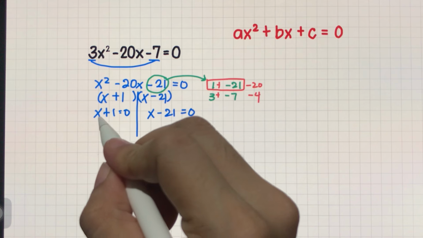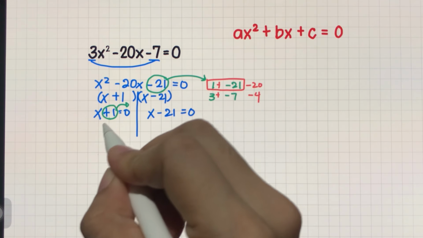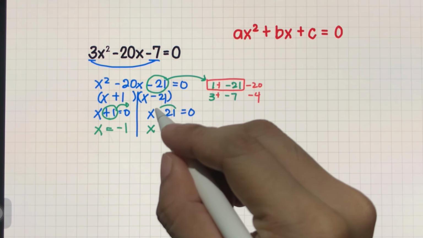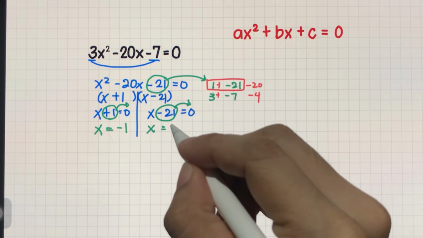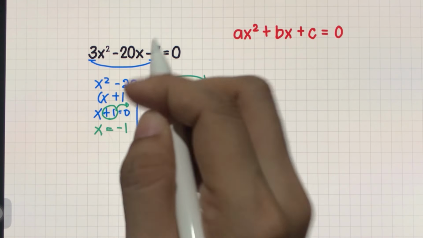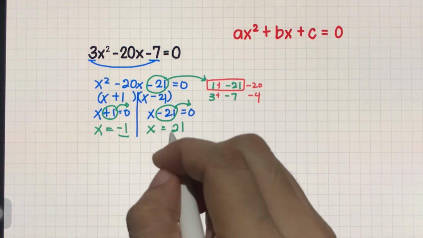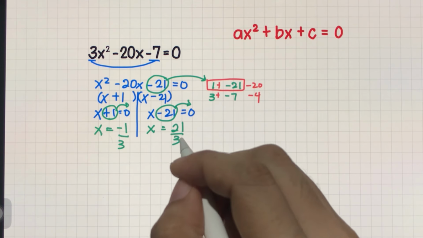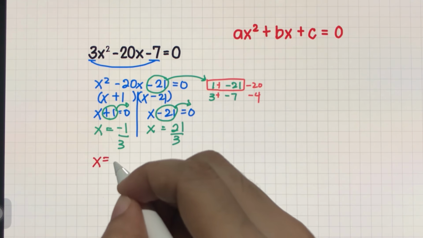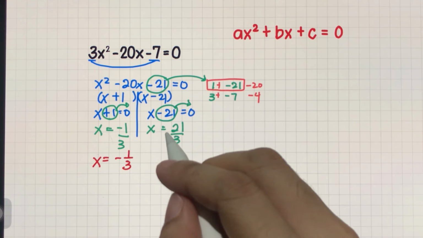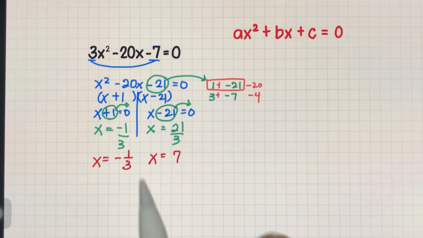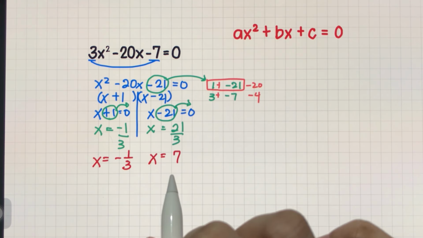Then solve. Positive 1 will be transposed to the other side. X will be equal to negative 1. While here, negative 21 will be transposed to the other side, and that will become positive 21. And then, return the 3 that we multiplied to the third term. So instead of multiplying, we'll be dividing both answers by 3. The final answer will be, for this one, x equals negative 1/3. And for this one, the value of x will be 21 divided by 3, that's 7. So the roots are negative 1/3 and positive 7.